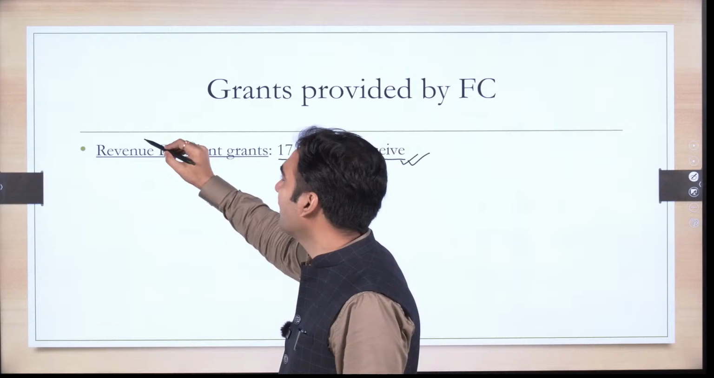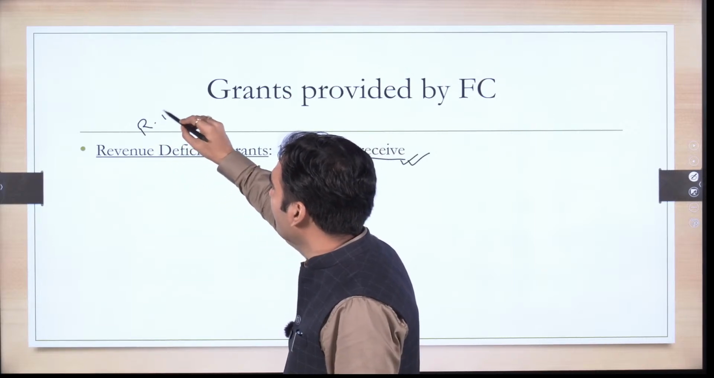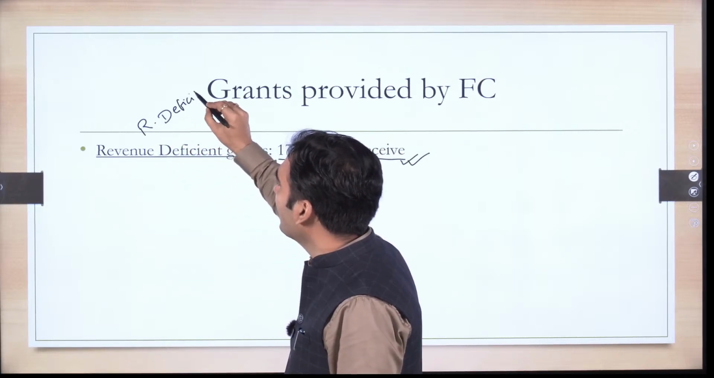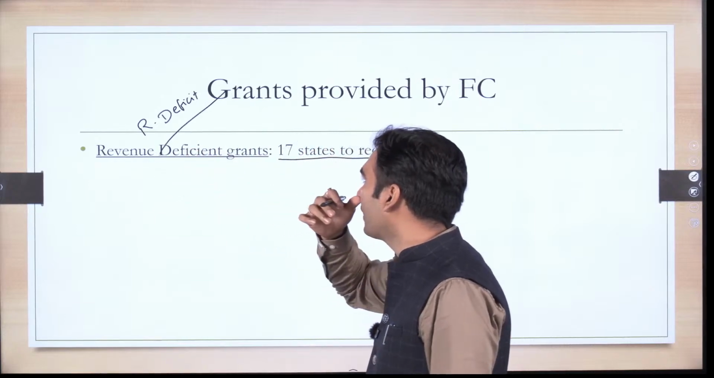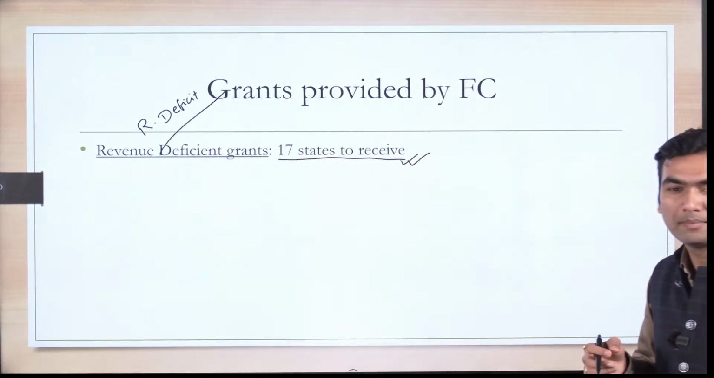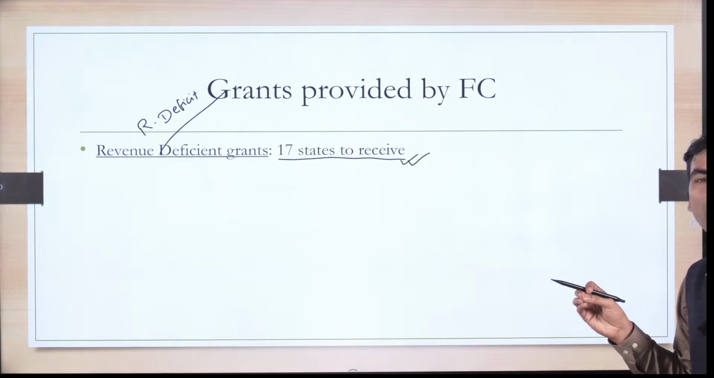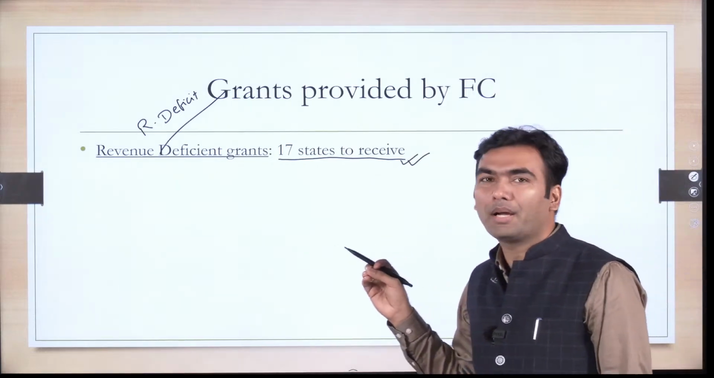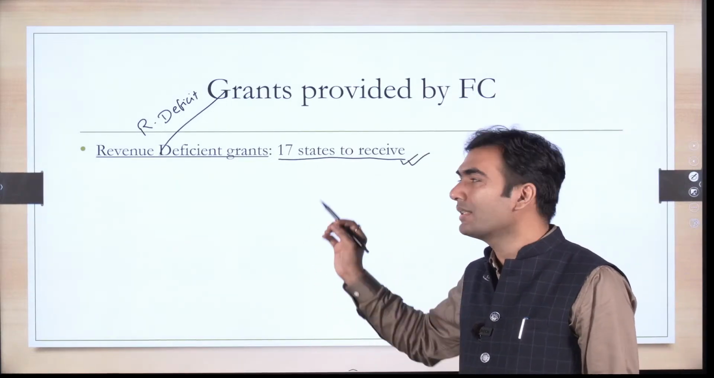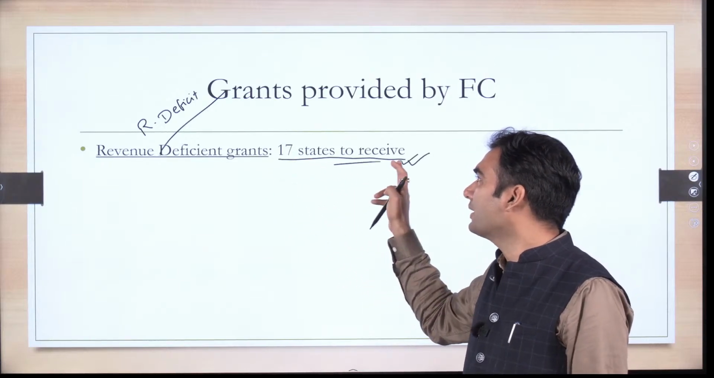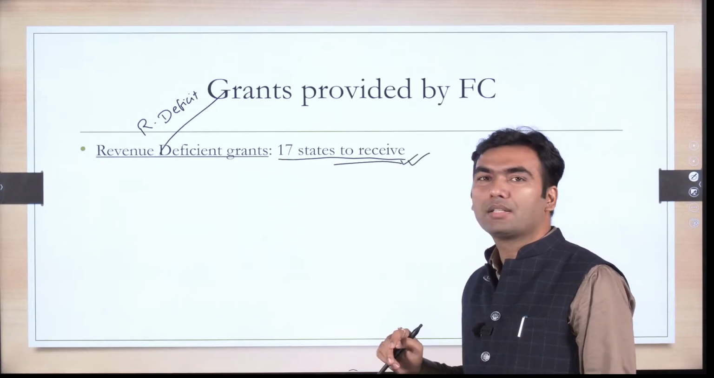The purpose is to fulfill the revenue deficit. I hope you understand what is called revenue deficit. There is capital deficit and revenue deficit, which we study in the budget chapter in economy. That revenue deficit is not able to be fulfilled by the devolution, so to bridge that gap, for 17 states, revenue deficit grant is proposed.